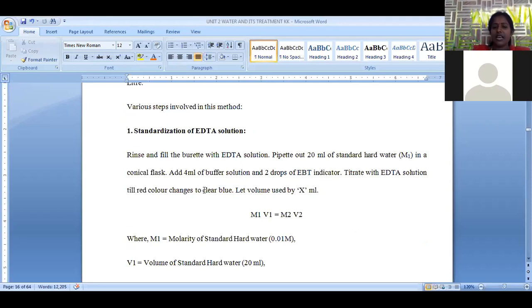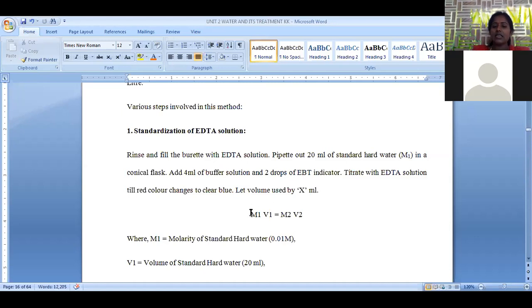Now the titration is carried out. At the end point, what happens? Red color turns into blue color. That blue color is taken as the end point. So the burette should have EDTA solution, and the conical flask should have standard hard water solution. Indicator EBT and buffer solution, that is basic buffer, 4 ml should be added. After this, we have to go for the calculation using the formula M1V1 is equal to M2V2.